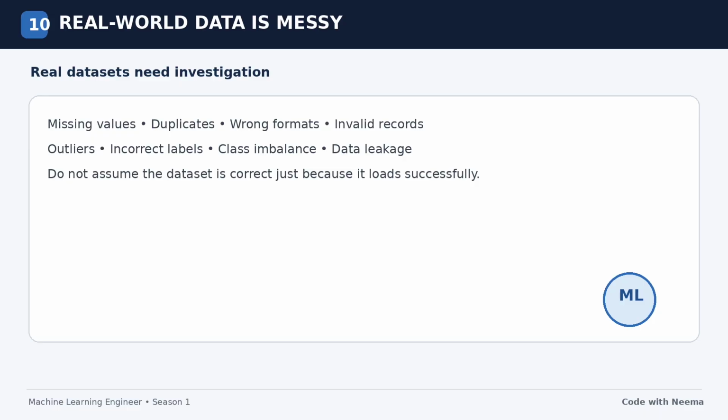You can have missing values, duplicate records, incorrect data types, outliers, incorrect labels, inconsistent values, and one of the most dangerous problems, data leakage. We will come back to leakage because it can make a model look excellent during development while being completely unreliable in production.